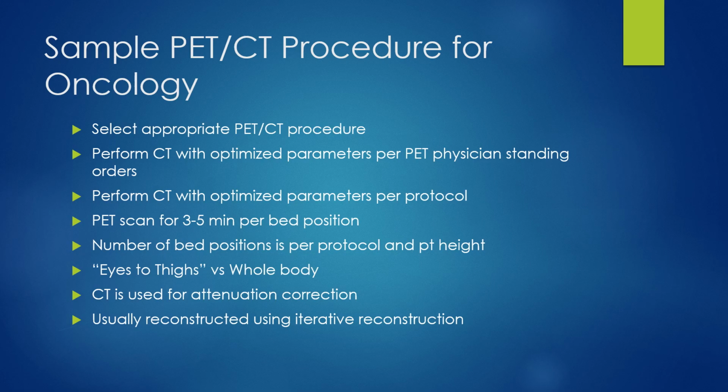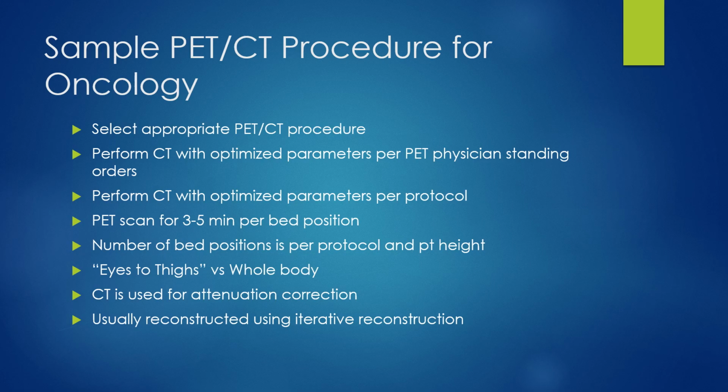It's typically about 3 to 5 minutes per bed position. This will vary a little bit because there are a variety of really old scanners on the market that would require longer bed positions, and the newer scanners are digital or very fast, and you might even be able to go below 3 minutes per bed position, but that's going to depend on the manufacturer's recommendations. It's usually somewhere around 3 to 5 minutes per bed position, and then the number of bed positions will depend on the patient's height.